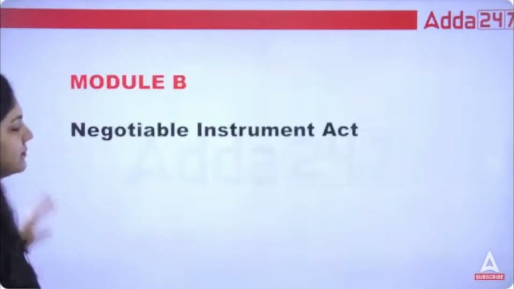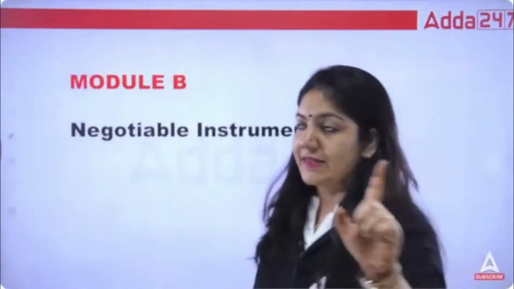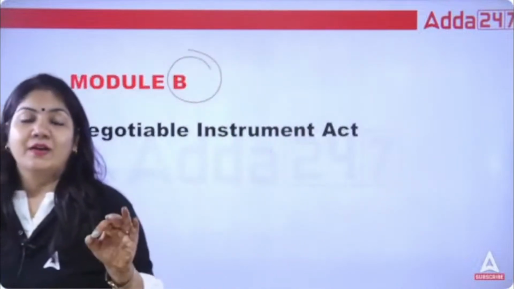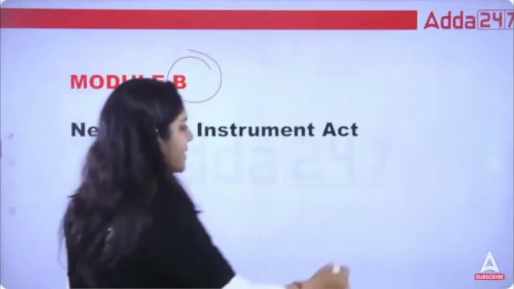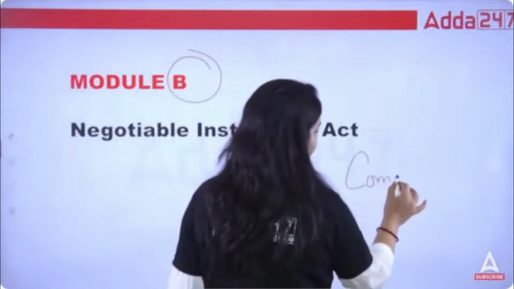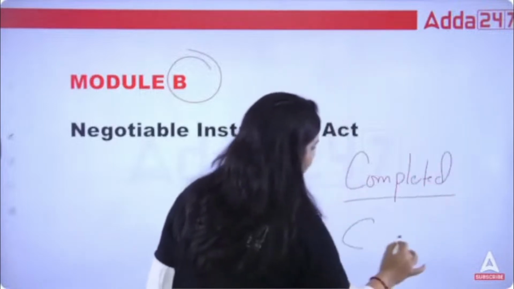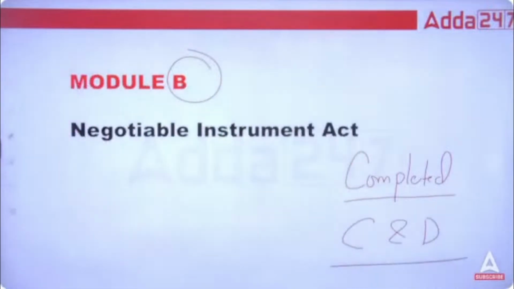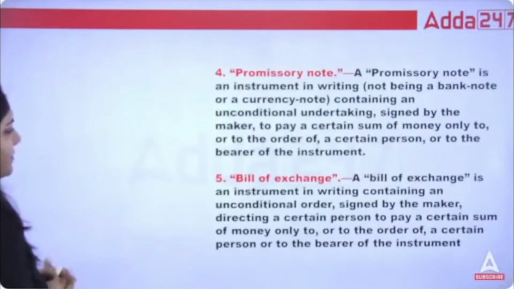That's it. Over. Now we will do the Negotiable Instruments Act, and this is of your Module B. Right now, guys, we have done Module D and Module C. So we have completed Module C and Module D. Okay? C and D.